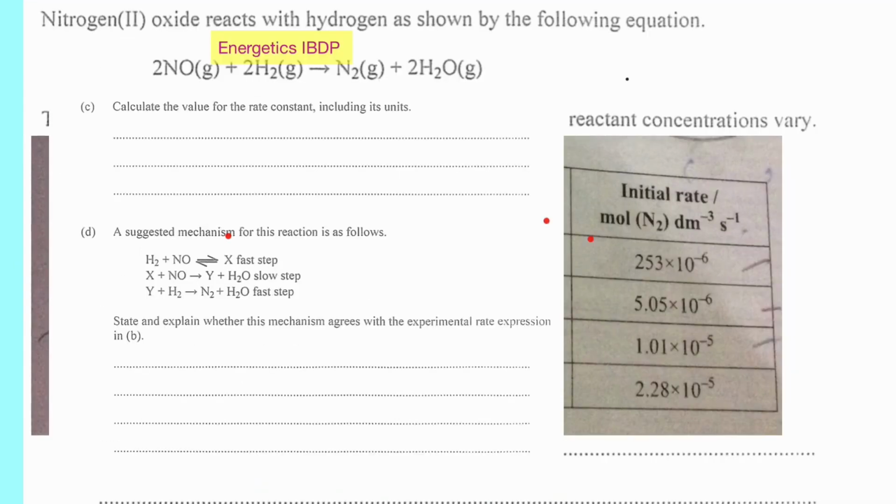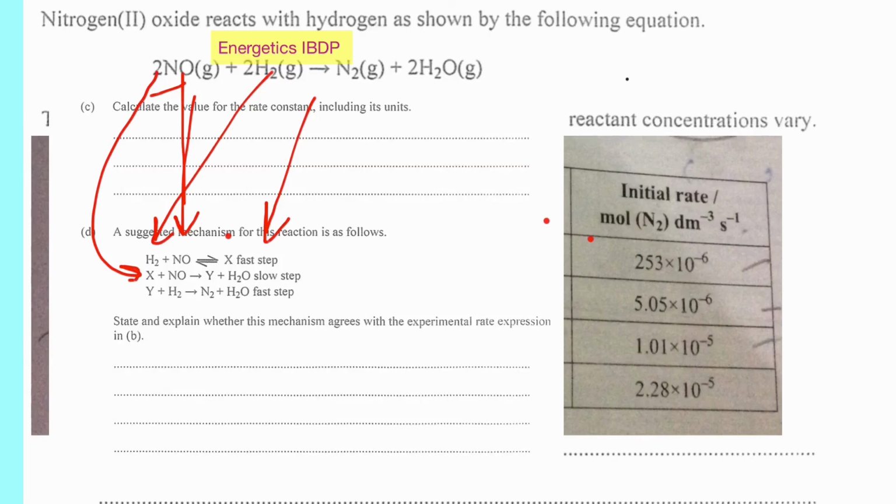As you can see here, 2 hydrogen is there, and 2 NO is there. So you can see 1 NO is reacting here, and here 1 H2 is reacting to form an intermediate. So this is the intermediate. Here the first step is fast. But in the second step, the intermediate formed is reacting with the second NO, because 1 NO got reacted with this part. Now 1 NO is remaining, so it reacts in the second step, the slow step. So that intermediate X is reacting with this, and Y is formed. So always the slowest step is the rate determining step.